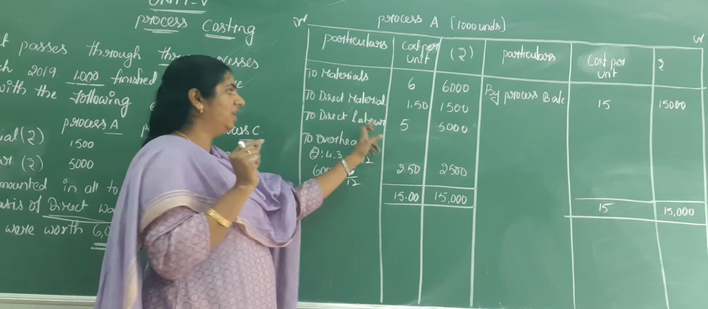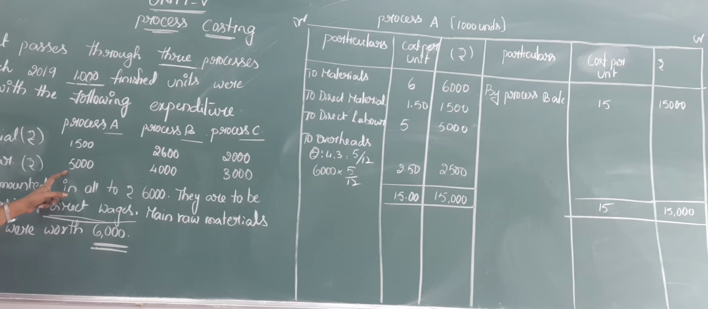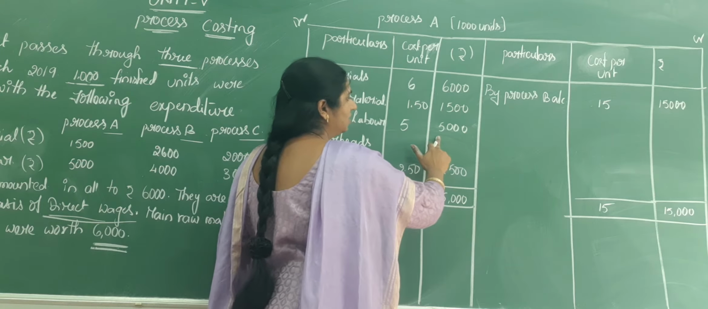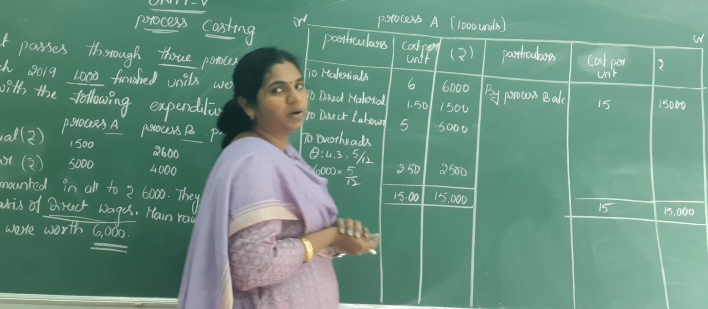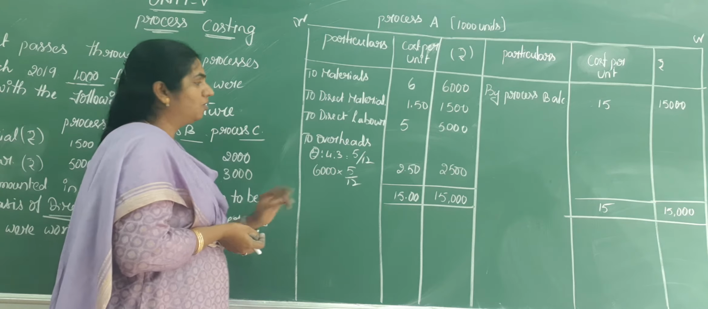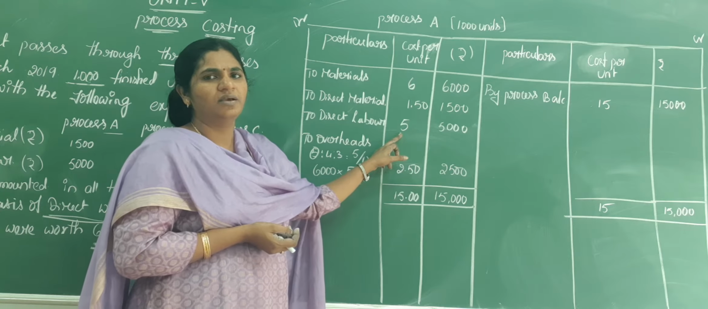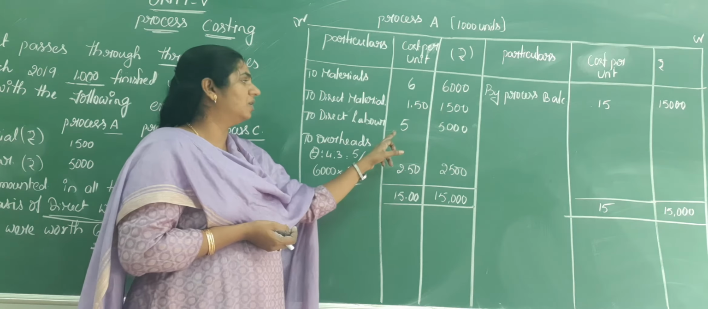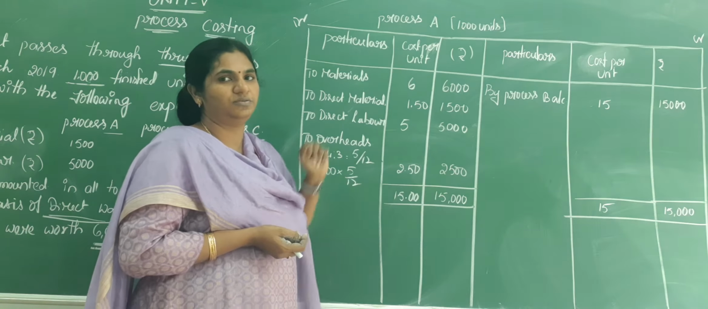Then direct labor. The direct labor for process A is 5000. This 5000 is for how many units? This 5000 is for 1000 units. So let us find the per unit direct labor cost. How did we get 5 rupees? 5000 divided by 1000 units, so per unit direct labor cost is 5 rupees.